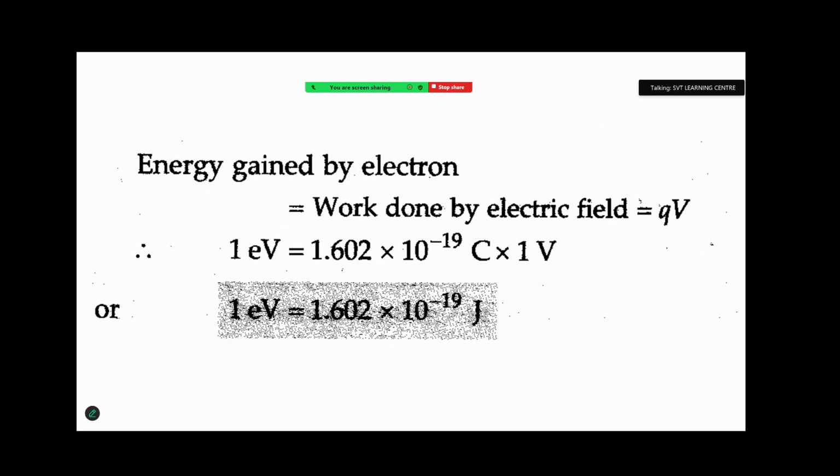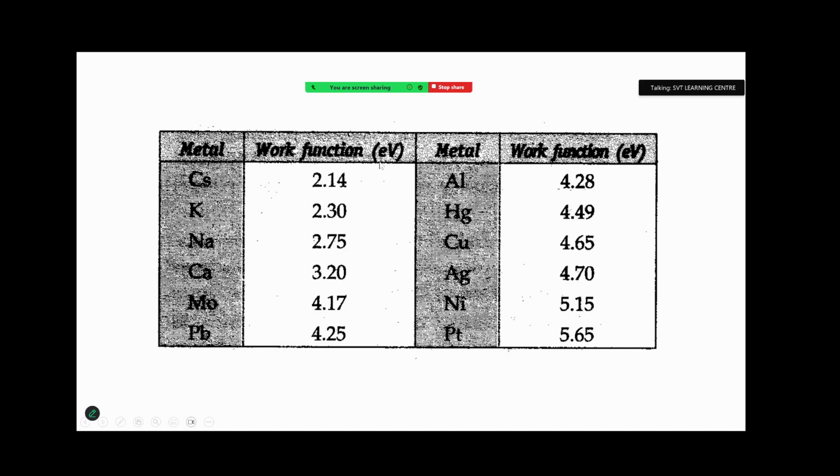So accordingly 1 electron volt will turn out to be 1.602 into 10 raised to minus 19 coulomb into 1 volt, and ultimately we have 1 electron volt is 1.602 into 10 raised to minus 19 joule. Now mind you, this, given in the shaded portion, is a very important thing in all the chapters which you are going to do henceforth, like atoms, nuclei, and semiconductors, etc. Here are listed some of the metals and their respective work functions in electron volts. Some have high work function, some have less work function. We have just listed them, just for you to peruse.